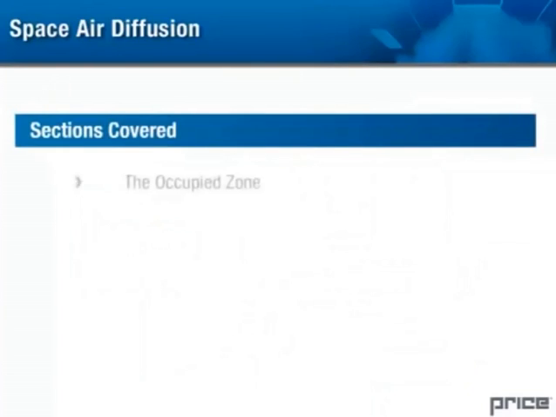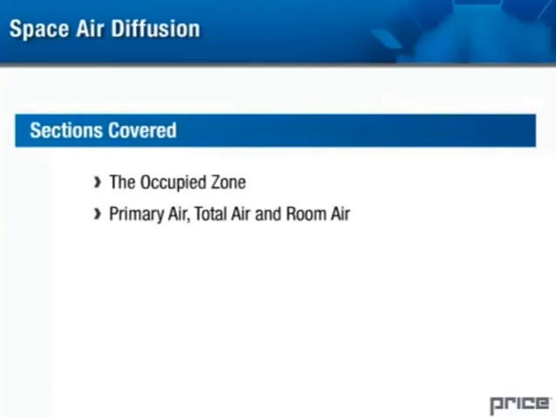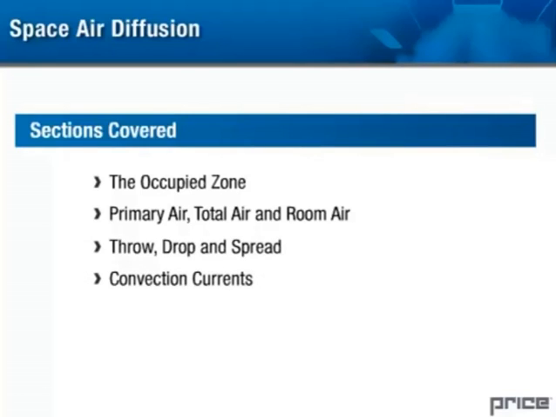1. The occupied zone. 2. Primary air, total air, room air. 3. Throw, drop, and spread. 4. Convection currents. And 5. Returns.